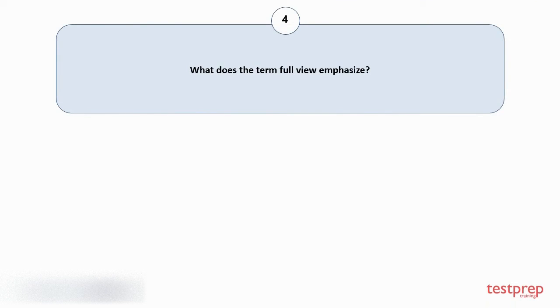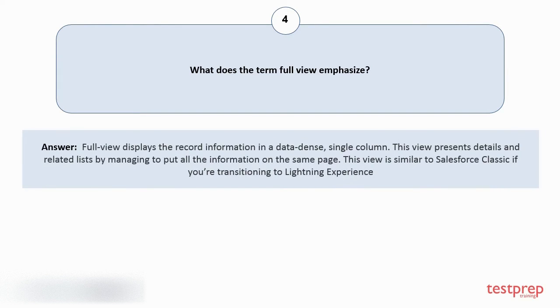Question number 4, what does the term Full View emphasize? Your answer is, Full View displays the record information in a data-dense, single column. This view presents details and related lists by managing to put all the information on the same page. This view is similar to Salesforce Classic if you're transitioning to Lightning Experience.